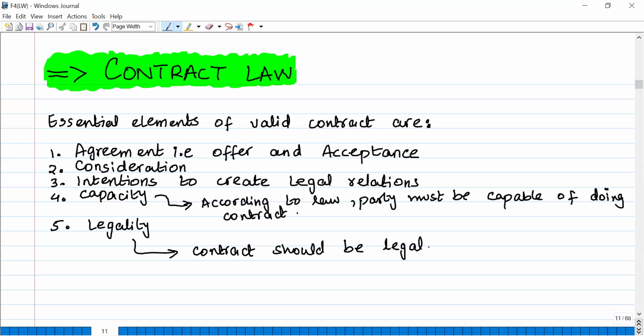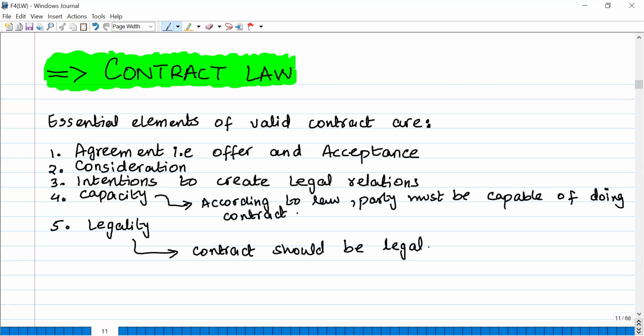Then capacity. The person should be capable in the eyes of the law to form a contract. For example, the person should not be a minor. The person should not be under the influence of alcohol, or intoxicated. He should not be forced while doing a contract. So he must be capable of performing the contract.